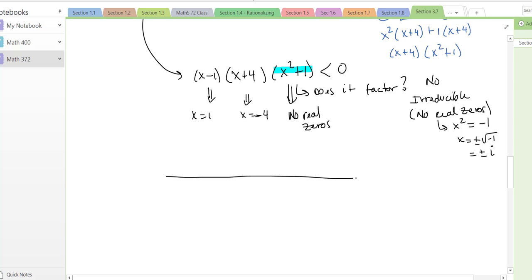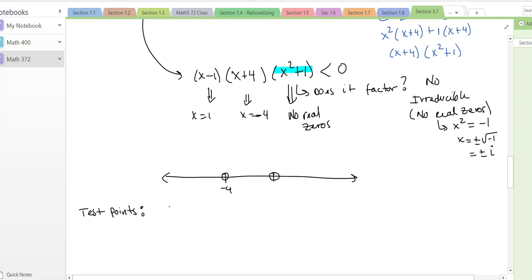So let's go to a number line and put in negative 4 and 1. So these are our zeros. So I'm going to put circles on them. Are they solid or open? Because it's just less than, then we'll leave them open, right? They're not included. So let's check test points in each region. And remember, we're testing that the product of all these things is less than 0.